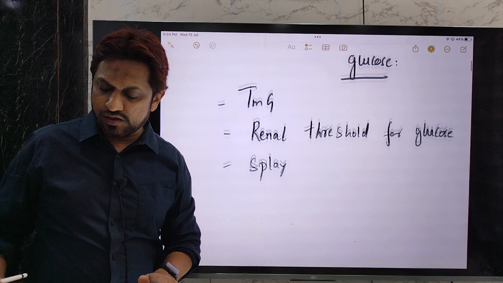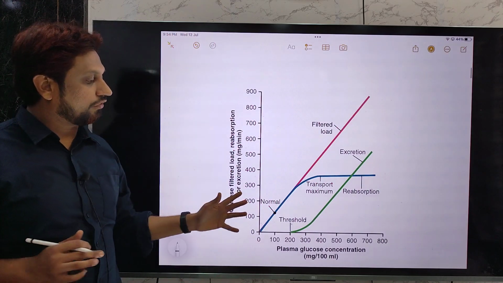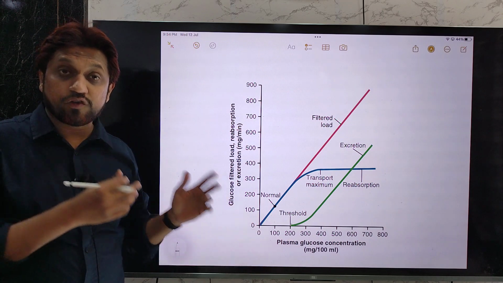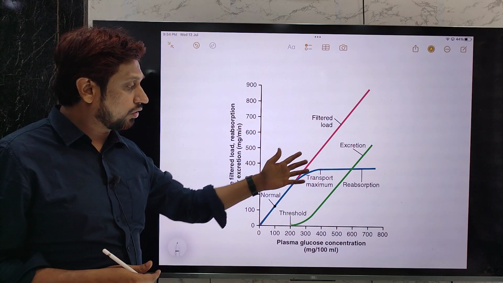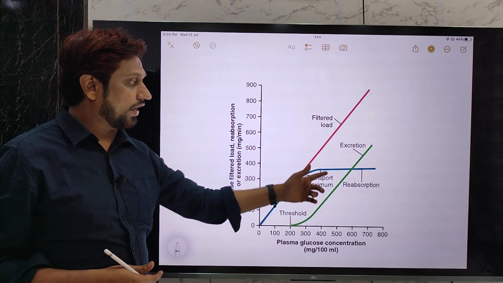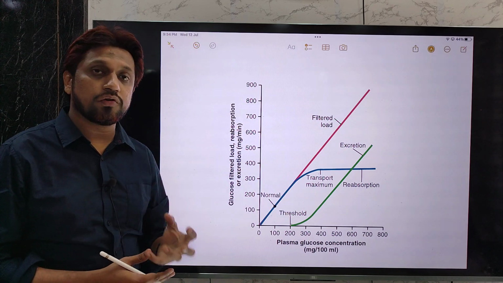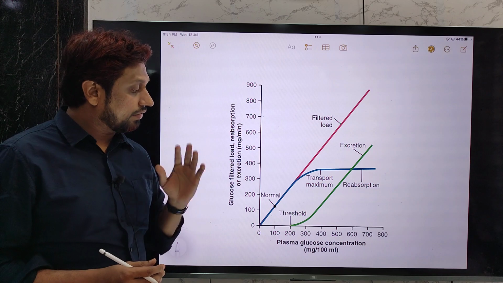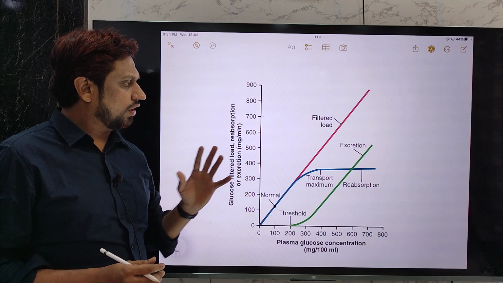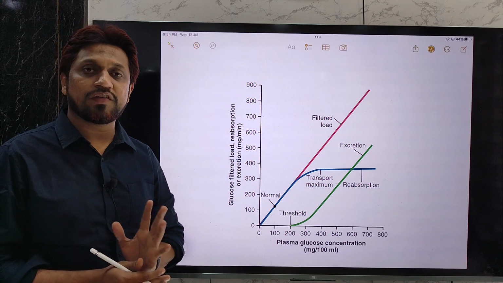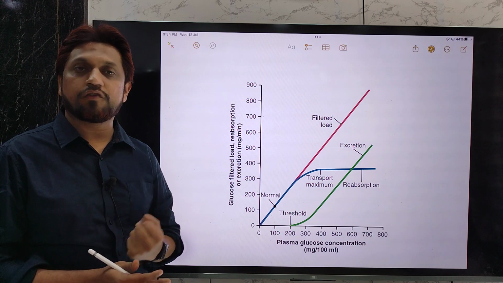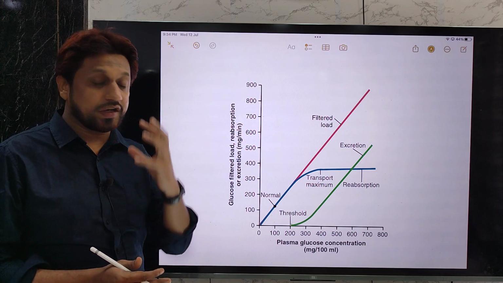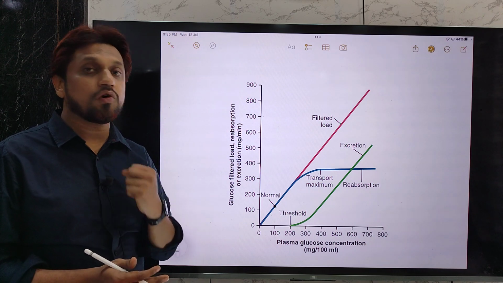Okay, so basically we are going to discuss this graph today. This can be an important theory question in the subject physiology related to the filtration, excretion and reabsorption of the glucose across the nephrons. Now to understand this, we'll discuss some basic concepts: how exactly the nephrons work, how there will be reabsorption, excretion and filtration, and more specifically how the glucose is reabsorbed.